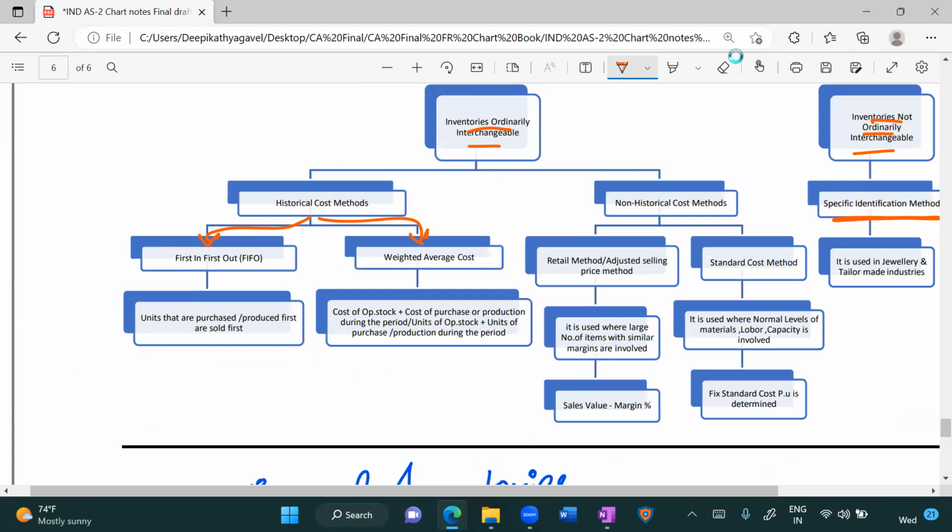How do you calculate FIFO? Units that are purchased or produced first are sold out first. Whichever is produced first is sold out first, right?